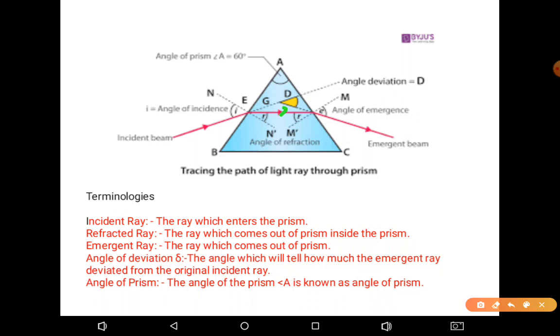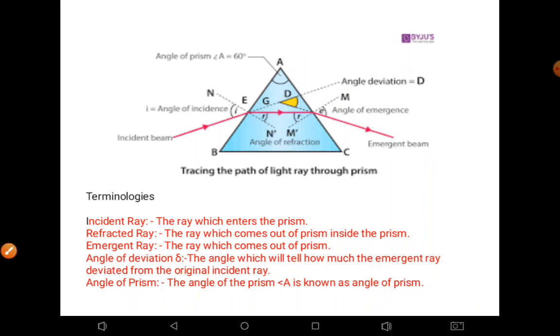And at surface AC, or on the edge AC, again the light is refracted and it emerges out from the prism, and this is known as the emergent beam. It is also called the emergent ray, and also the emergent beam. And the angle between this normal and the emergent ray is known as the angle of emergence.